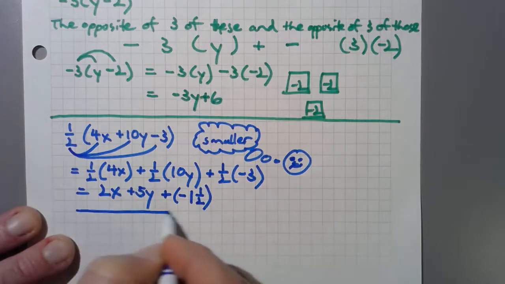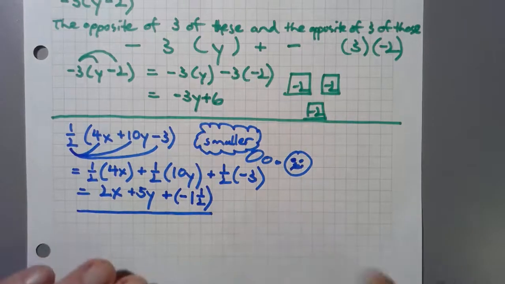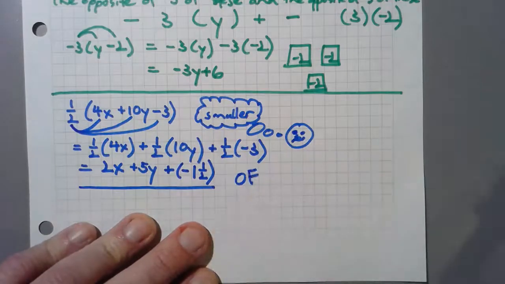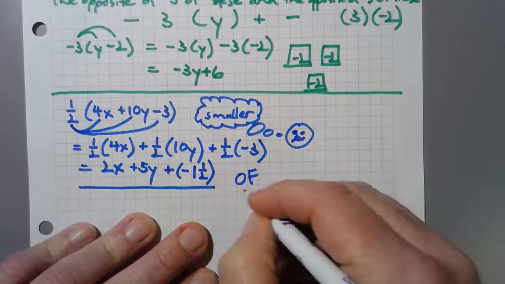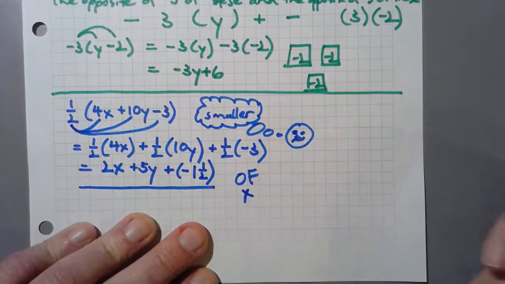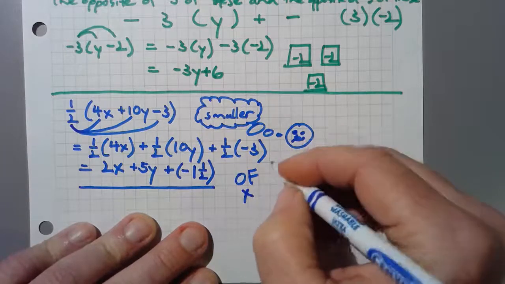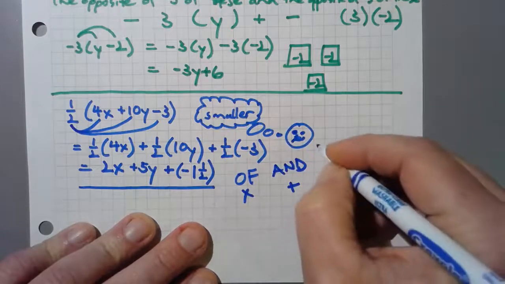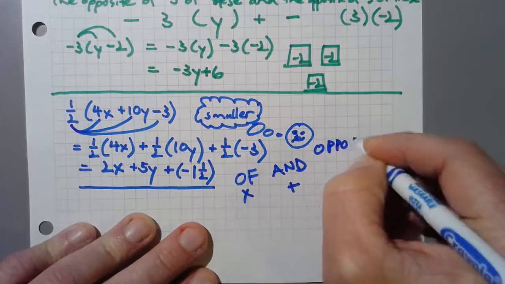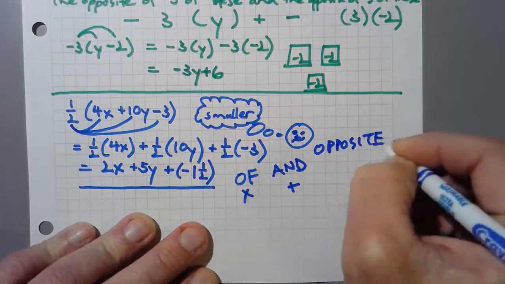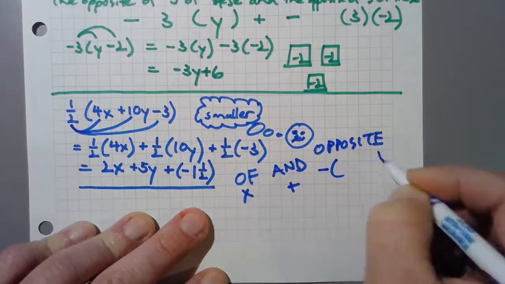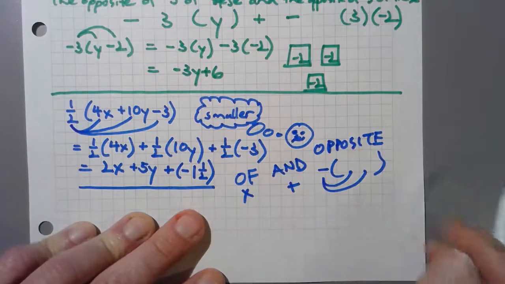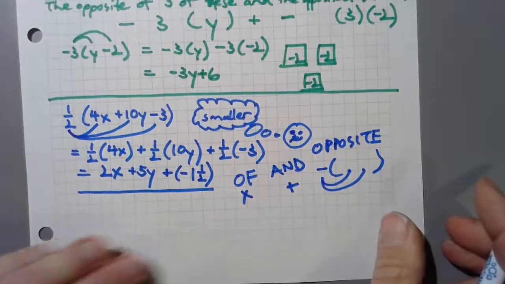There we go. 3 teaching examples. Key words we used here over and over again. Of for multiply. We used and for add. We used opposite for distributing negative signs. Ooh, that looks like a weird face or a speech bubble or something.